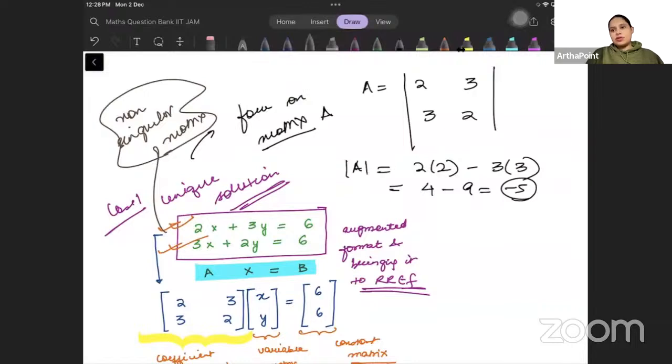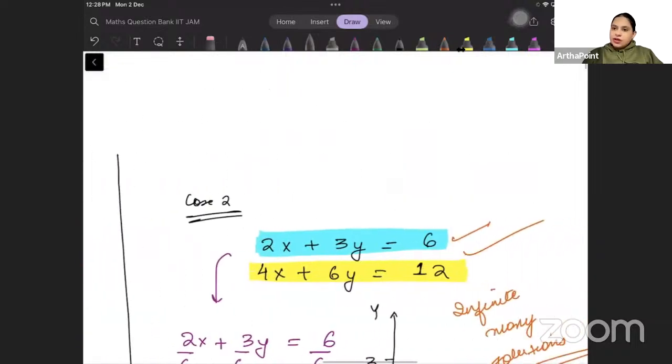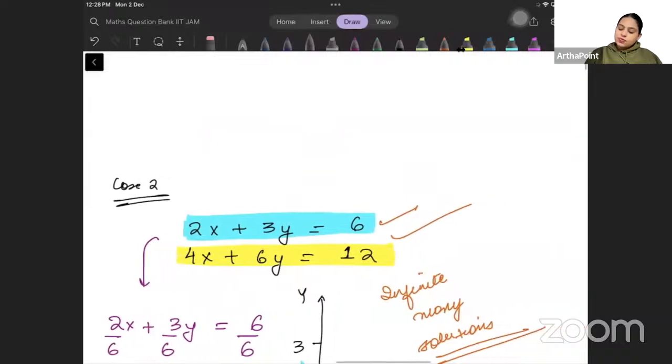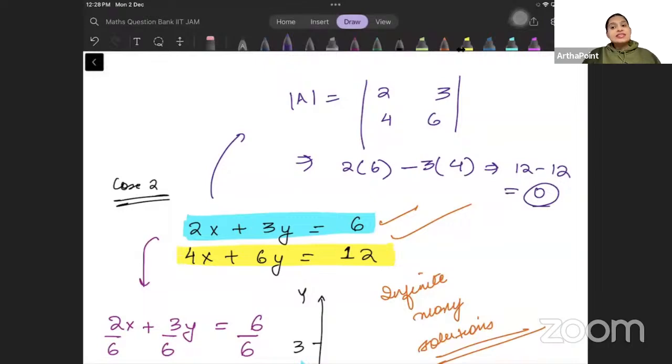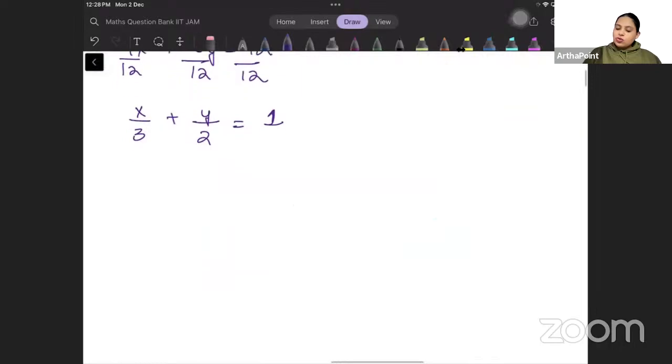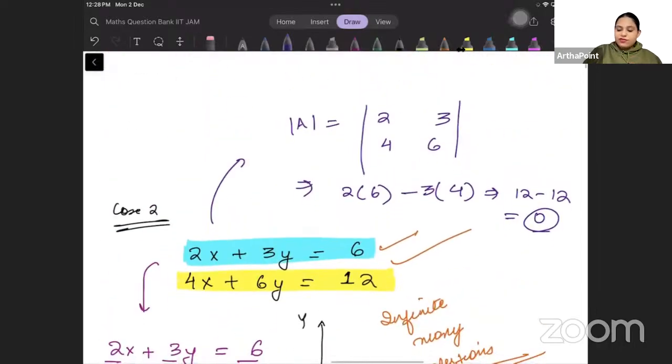Let us compare this non-singular matrix with the next matrix that we see here, where we see infinitely many solutions. If I try to find the determinant of A, I will get 2, 3, 4, 6. So my determinant will become 2 into 6 minus 3 into 4, which is 12 minus 12, and it will be 0. So I get the determinant as 0. So it's a singular matrix. We have got one thing.